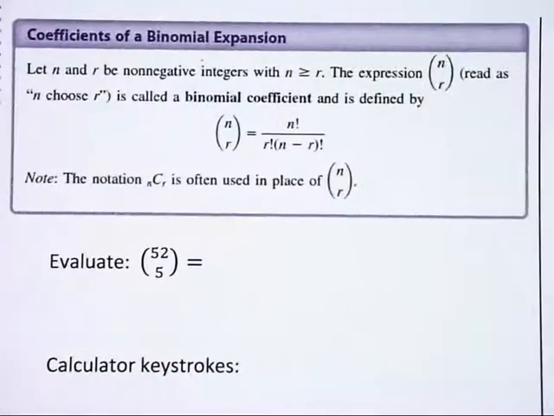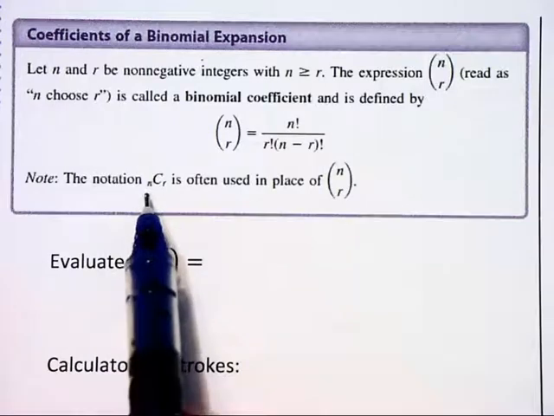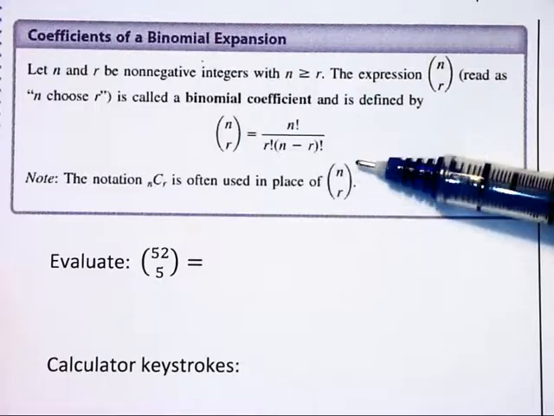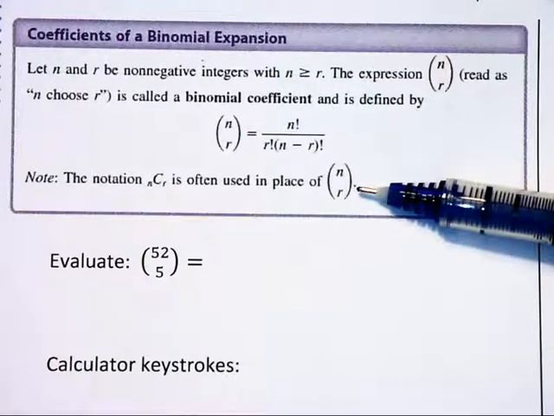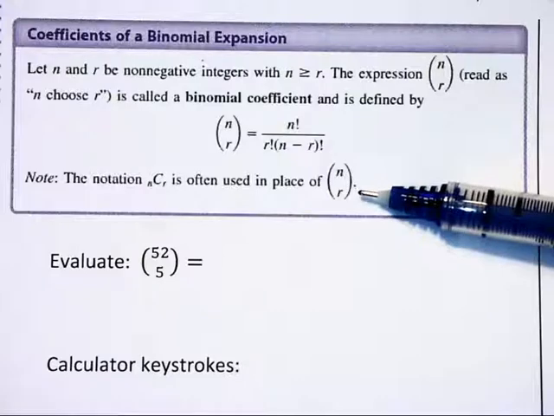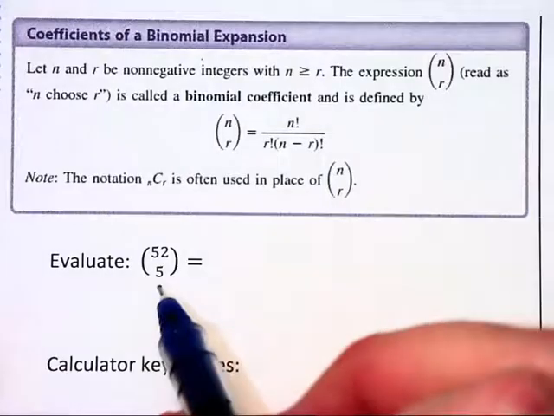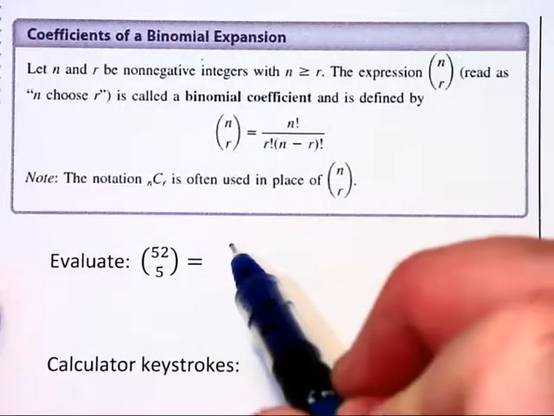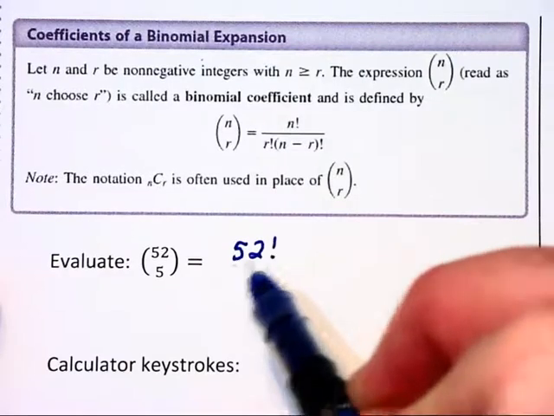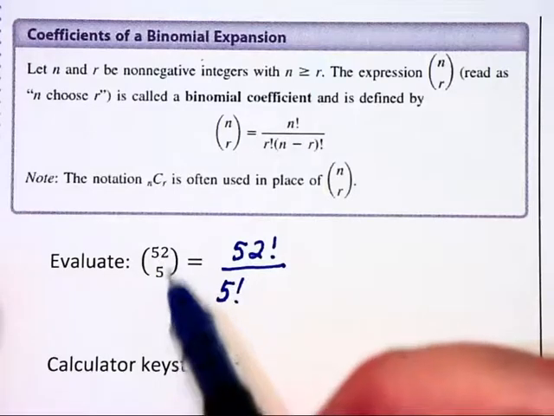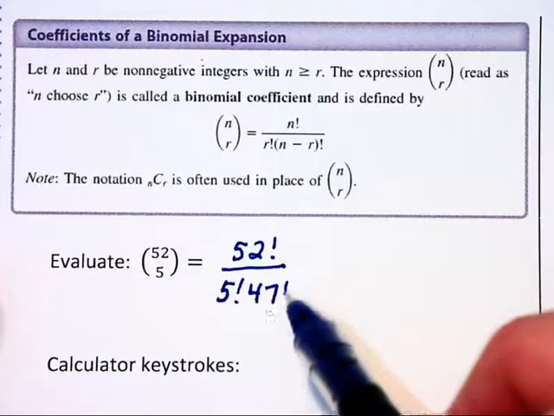Now we're going to turn our attention to combinations for a little bit, and different books use different notations. Sometimes we use nCr, sometimes we use parentheses with two numbers in them. Basically, this is a combination of n objects taken r at a time. And if we use the formula here, we will find out that 52 choose 5, that's what we call it sometimes, is equal to 52 factorial divided by 5 factorial times the difference of these two, which is 47 factorial.